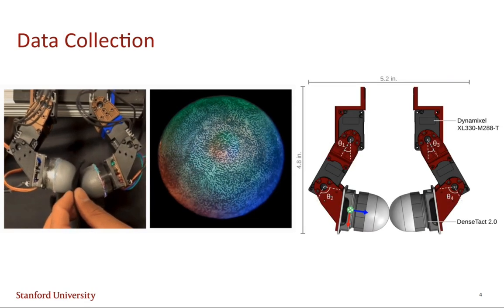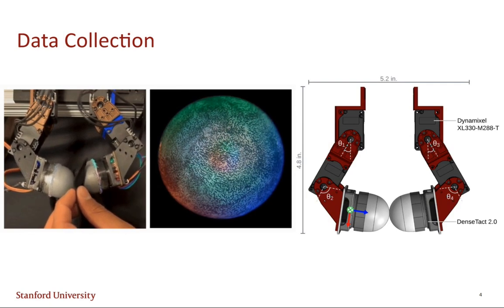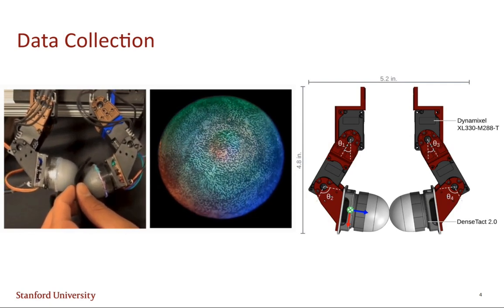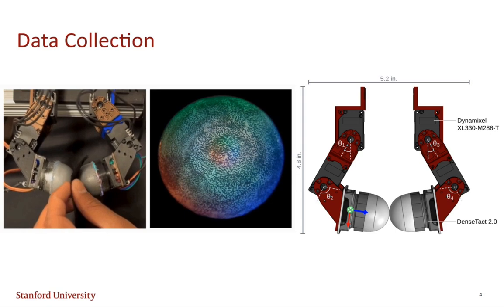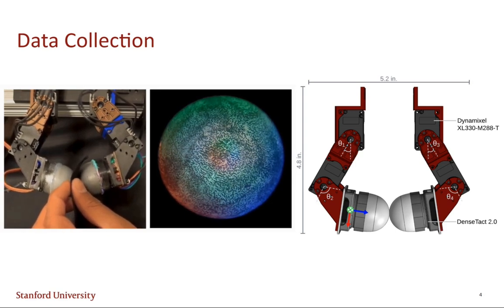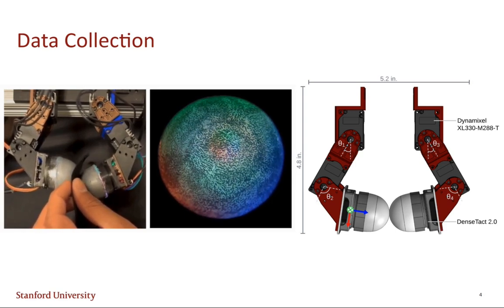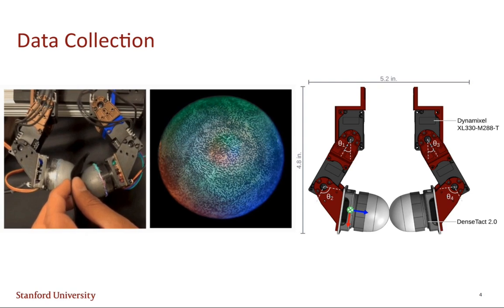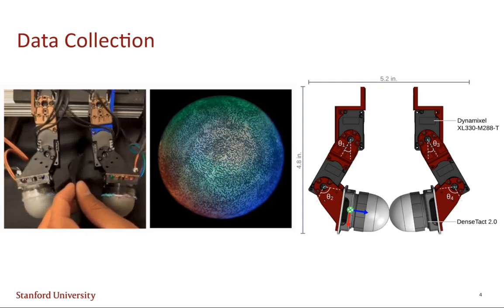The gripper features a compact design using 4 Dynamixel motors and DenseTact 2.0 optical tactile sensors as fingertips. After grasping the cloth, the gripper performs the pre-programmed rubbing motion shown. The DenseTact RGB camera feed and 6-axis wrench estimation are recorded for the duration of the motion, along with the joint states of the gripper.